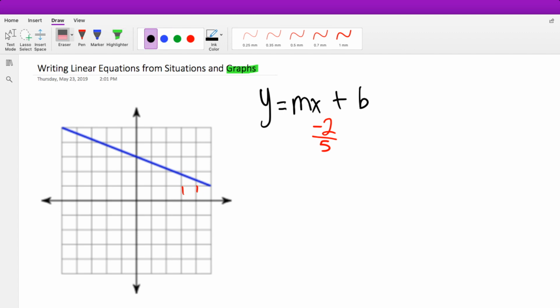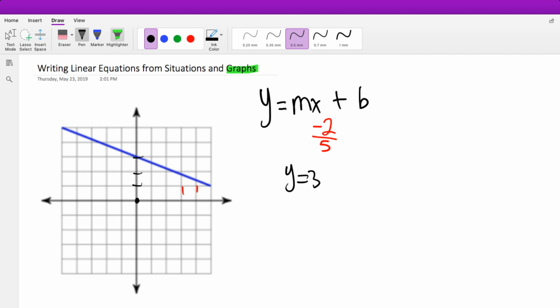And then let's find our y-intercept. Y-intercept is simply where does this line hit the y-axis? And it looks like it just hits it right here. What is that point there? Let's count. This is 0 and 0. This is 1, 2, 3. So the y-intercept is at y equals 3.